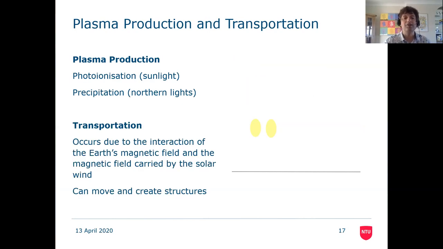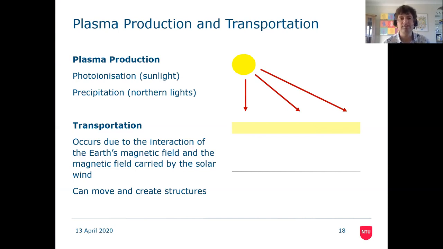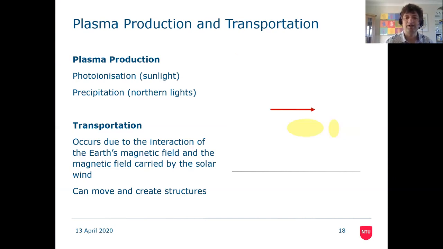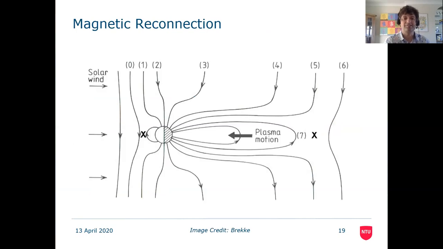And these can move around. They move around due to the interaction of the Earth's magnetic field with the magnetic field carried by the solar wind. And if we've got a nice even layer of plasma like this, well, the sun's variable, the solar wind's variable, the whole interaction process is variable. And this nice even layer of plasma, as it moves around, can form structures like this. And these are called polar cap patches.